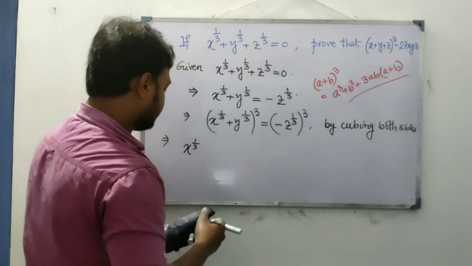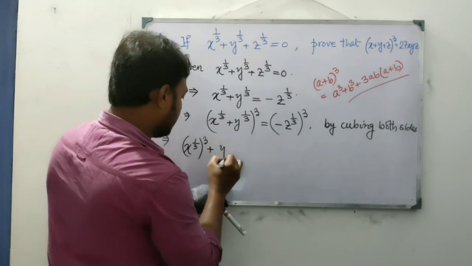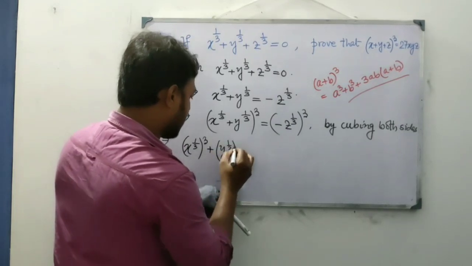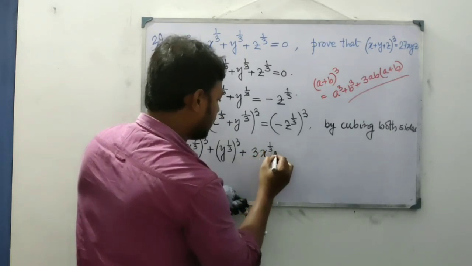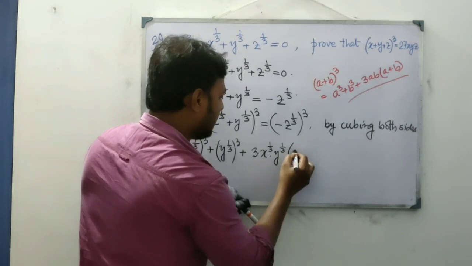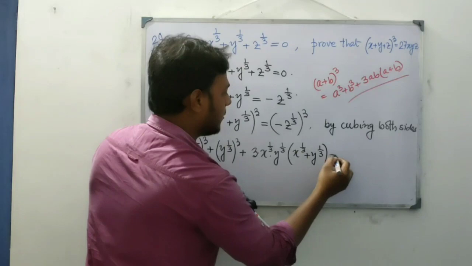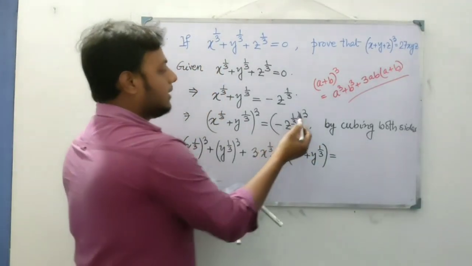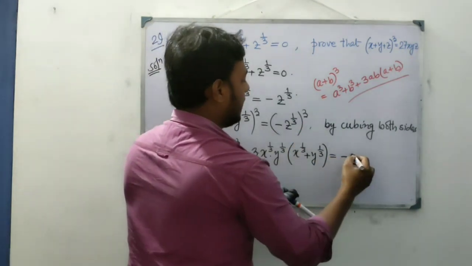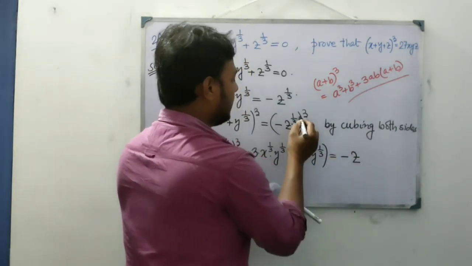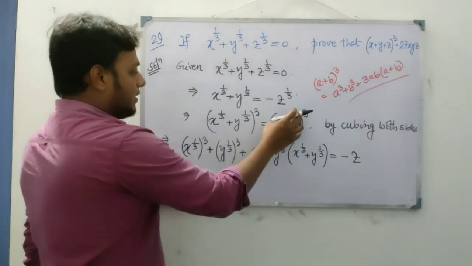So (x to the power 1 by 3) whole cube plus (y to the power 1 by 3) whole cube plus 3ab, that means x to the power 1 by 3 into y to the power 1 by 3, into (a plus b), that means (x to the power 1 by 3 plus y to the power 1 by 3), equals minus whole cube, that is minus z to the power 1 by 3 into 3. So the 3 cancels, only z. So this is only z.